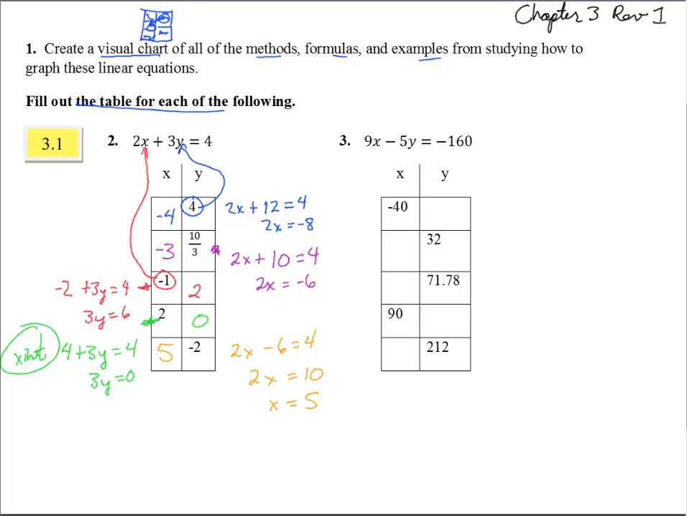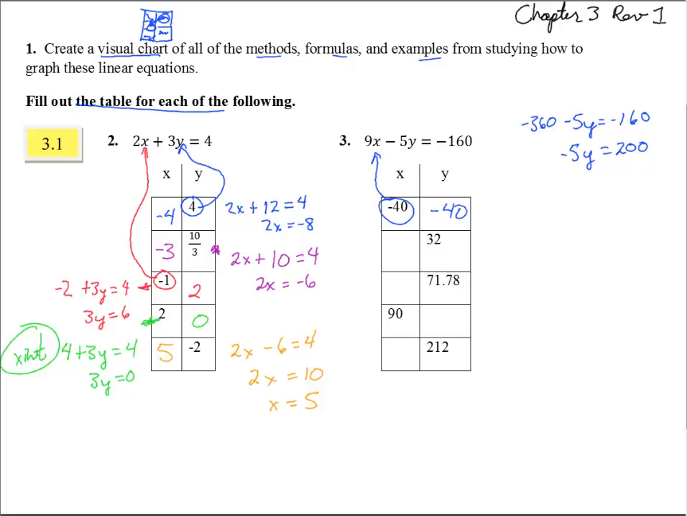Okay, number 3. Stick in negative 40 for x. So we get 9 times negative 40, that's negative 360, minus 5y equals negative 160. Add 360 to both sides and we get negative 5y equals a positive 200. Divide both sides by negative 5 and we get y is a negative 40. Oh, look at that. Those two match up. Negative 40, negative 40.